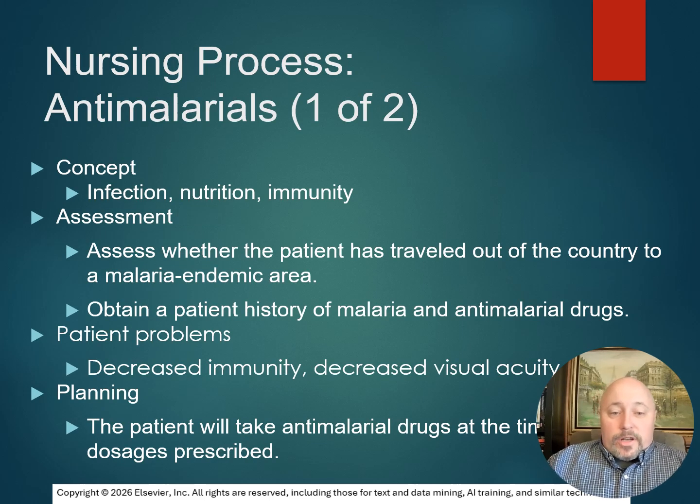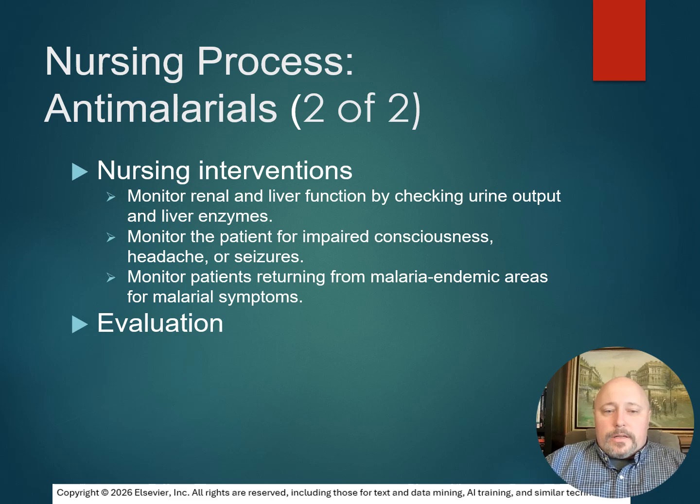For the nursing process, it would include an assessment of whether the patient has traveled out of the country to a malaria endemic area, and also obtaining a patient history of both malaria as well as any antimalarial drugs given. We want to carefully monitor the renal and liver function by checking urine output as well as liver enzymes. Monitor the patient for any impaired consciousness, headache, or seizures, and carefully monitor any patients returning from a malaria endemic area.